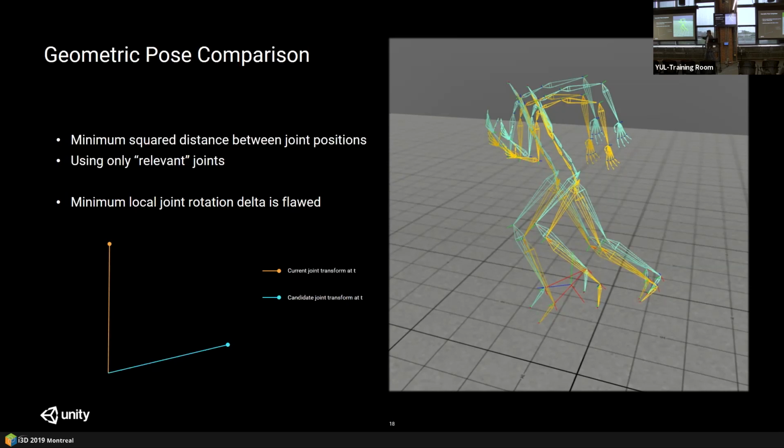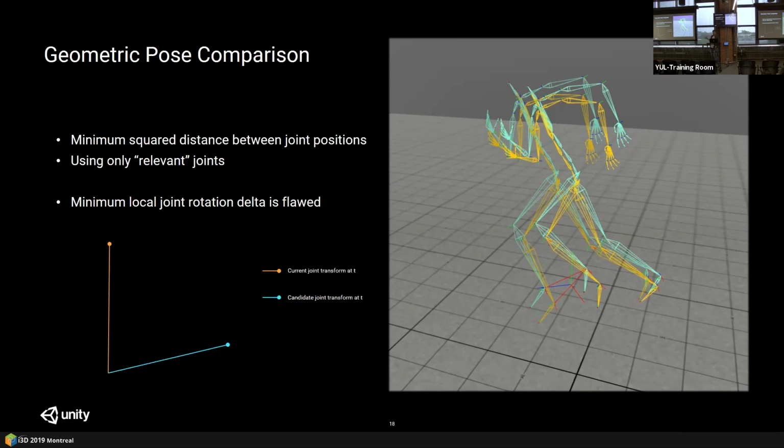And here, I'm only using neck and feet if the character is just in locomotion. So the delta between the current and the next pose gives us an extremely crude approximation of the velocity at that point. And the blue skeletons are some candidate pose that we want to measure how well this other pose compares to my reference pose.